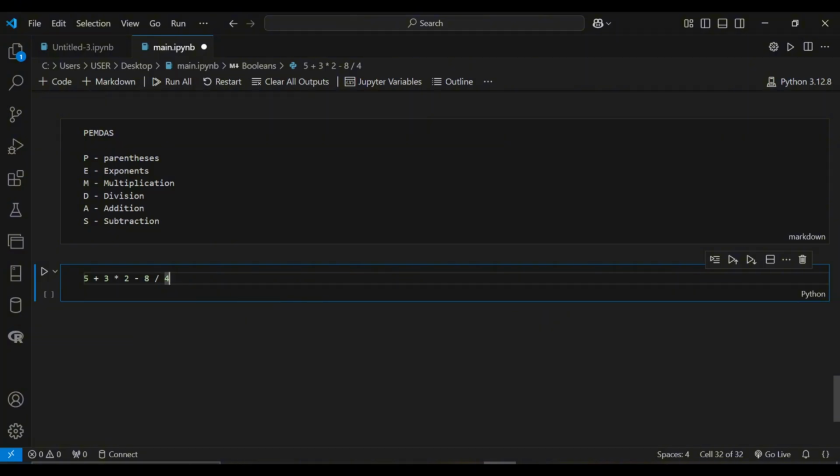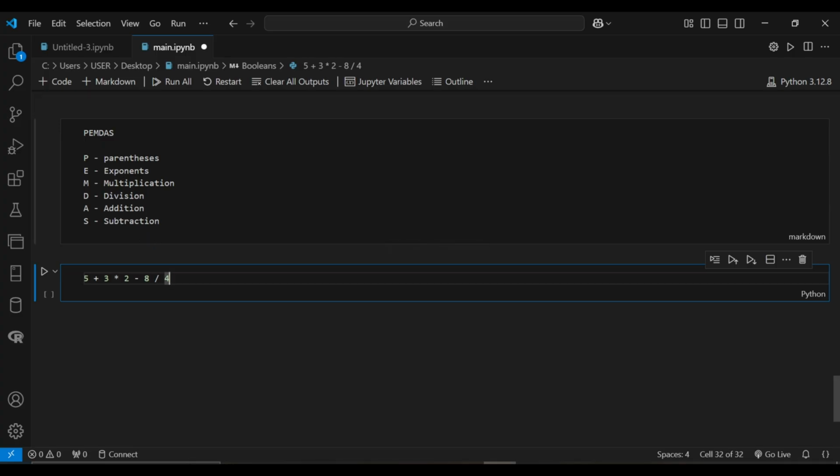You might be thinking your final answer will be 2, but you have to follow PEMDAS by saying, okay, is there parenthesis? There's no parenthesis. Is there exponent? There's no exponent, but there is multiplication. So your calculation is going to start with this multiplication. It will first say 3 multiplied by 2. That will be 6, right? And then followed by this division, 8 divided by 4, that will be 2.